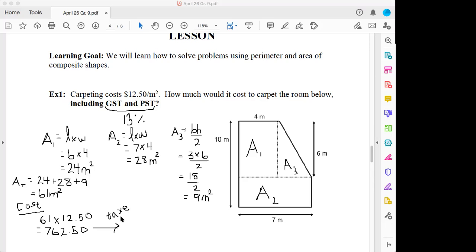Okay, so to find our tax, you do times 1.13, and that'll give us our price with the tax. So if we do 762.50 times 1.13, that'll give us our total price with the tax. And that gives us a total of 861.63.